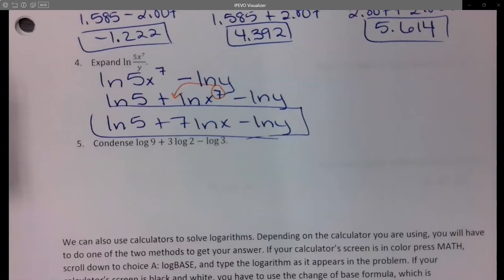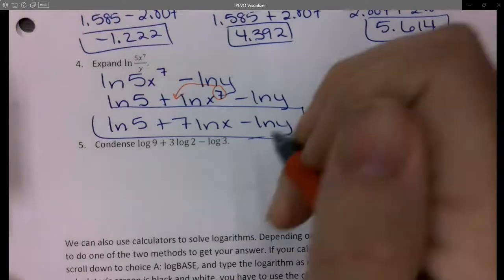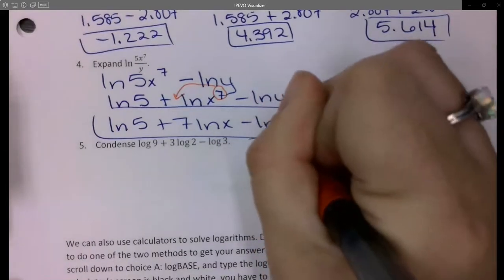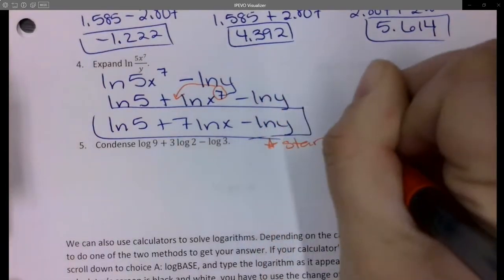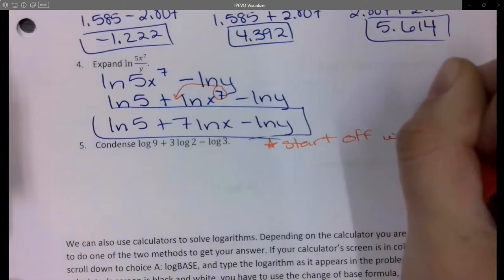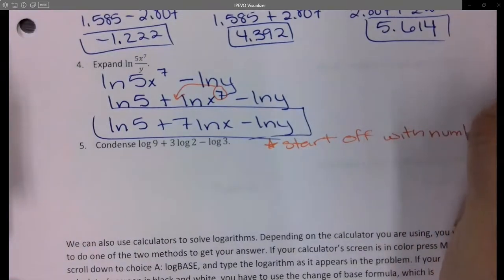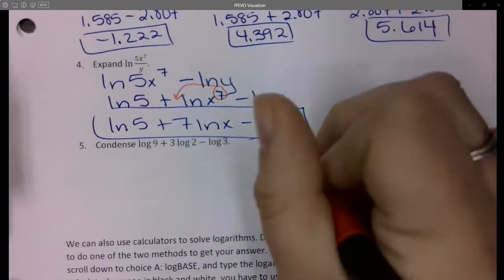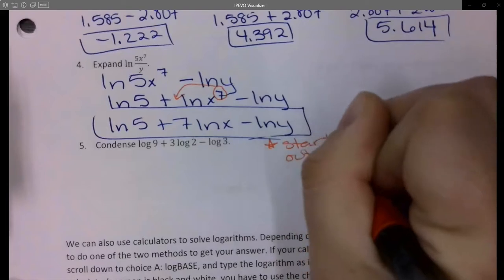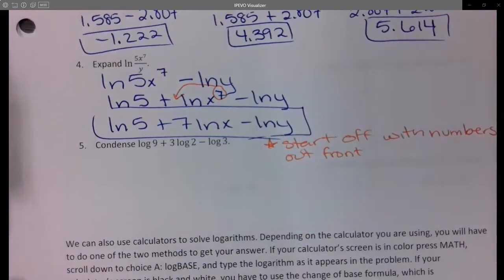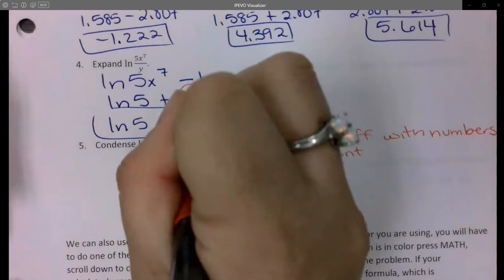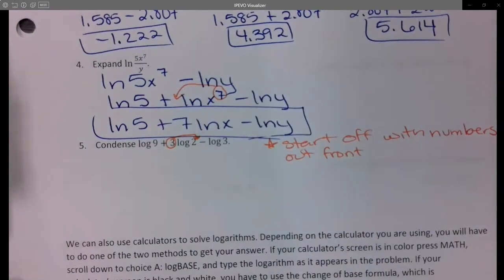Okay, so number 5 is asking me to condense, so this is going the other way around. What I want to do is start off with any numbers up front. So I'm going to start by taking this 3 and making it an exponent of that 2.